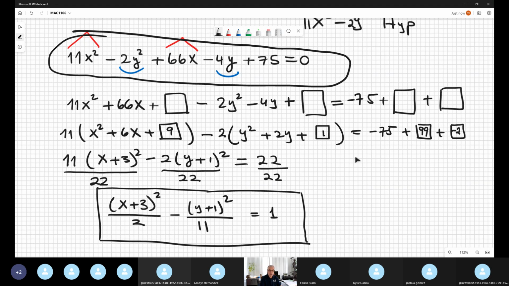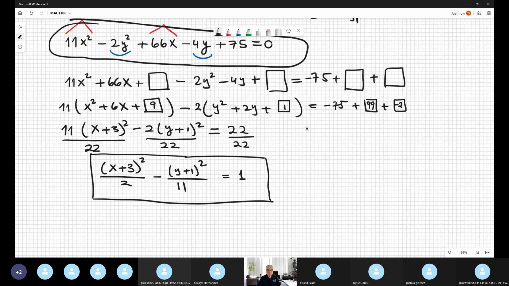And you determine that the center of this hyperbola is located at the point minus 3, minus 1, no? It is obviously a horizontal hyperbola because the positive part is associated with the x part. So it looks like that. Bam, bam. Not like that. Bam, bam. No.